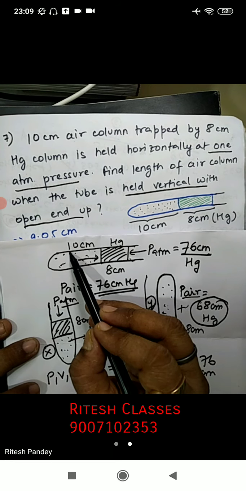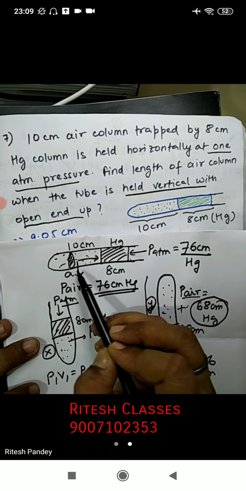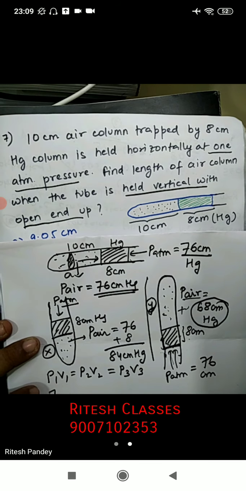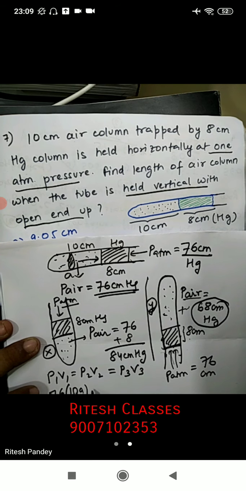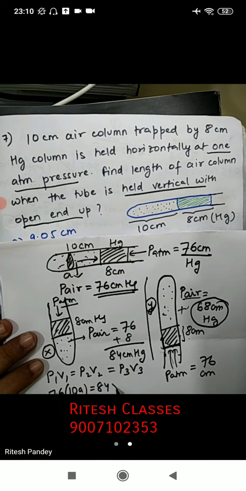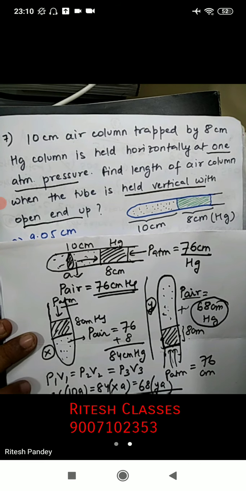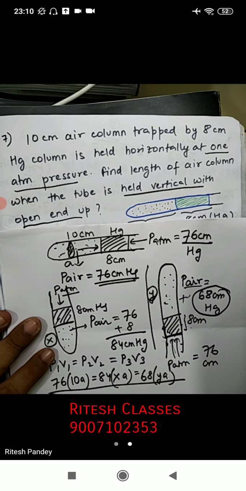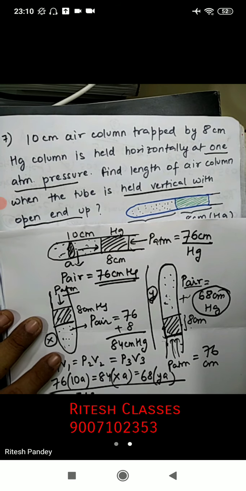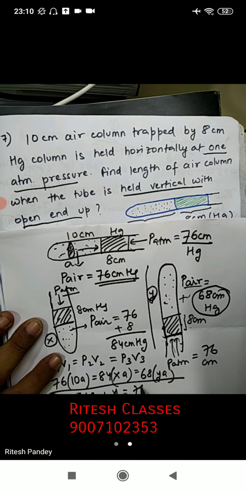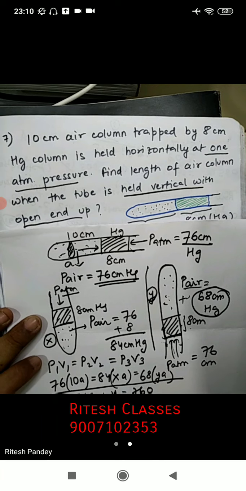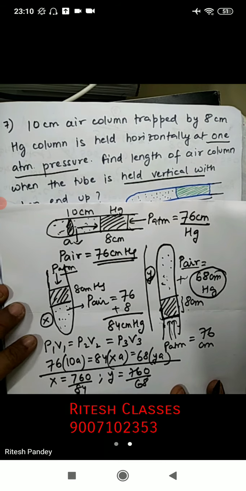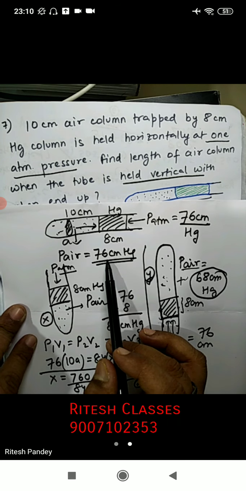If the cross-sectional area of the tube is A centimeter square, the volume is 10A to begin with, so 76 × 10A. Then the pressure is 84 and the length is X, so the volume will be XA. Now the pressure is 68 and the volume is YA. In one line you will be able to solve both the questions. You'll get x is equal to 760 by 84 and y is equal to 760 by 68.